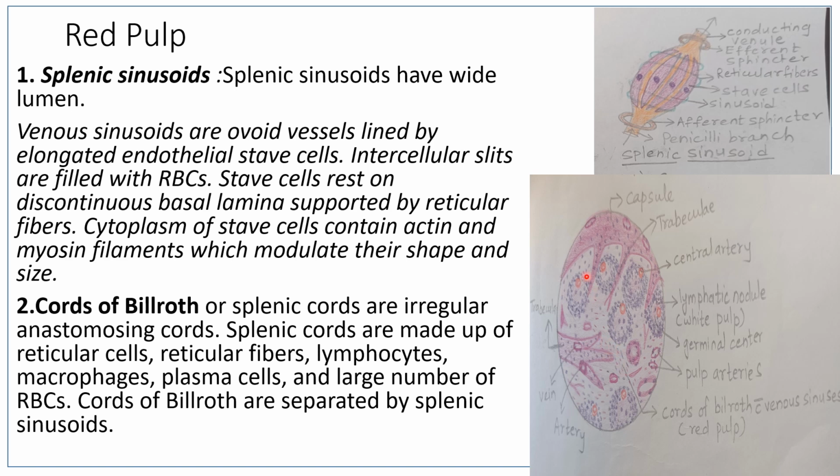So overall, if we see the histology, the connective tissue is formed by capsule, then the trabeculae, these are also trabeculae. Then the parenchyma is formed by white pulp, which is formed by splenic nodule or Malpighian corpuscle, and the red pulp, it is formed by splenic sinusoids and the splenic cords of Billroth.